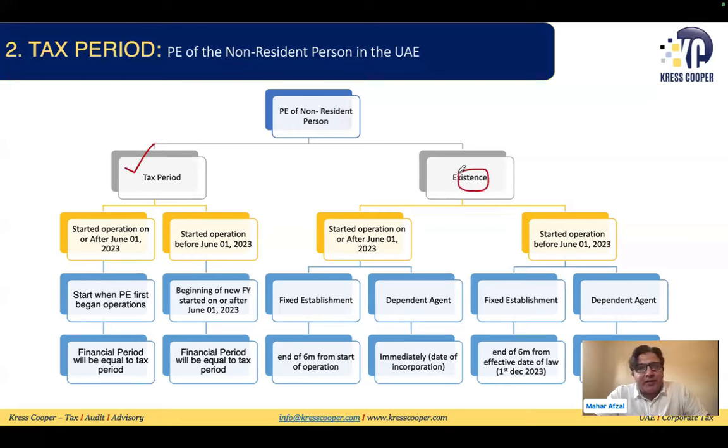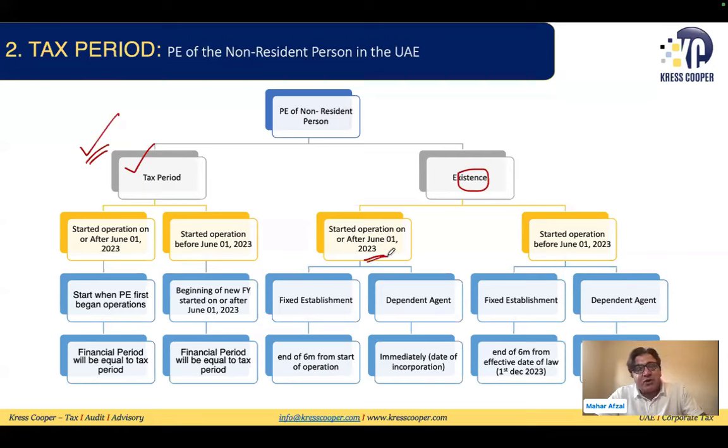The existence test is important. While applying it, once we make sure that the PE exists, then the time period will be the same to calculate the taxable income. This is just to perform the test of whether the PE exists or doesn't exist. If the PE exists, then we'll apply the same treatment to calculate the taxable income and tax period like a resident juridical person. The existence test: PE started operation on or after 1st of June 2023.